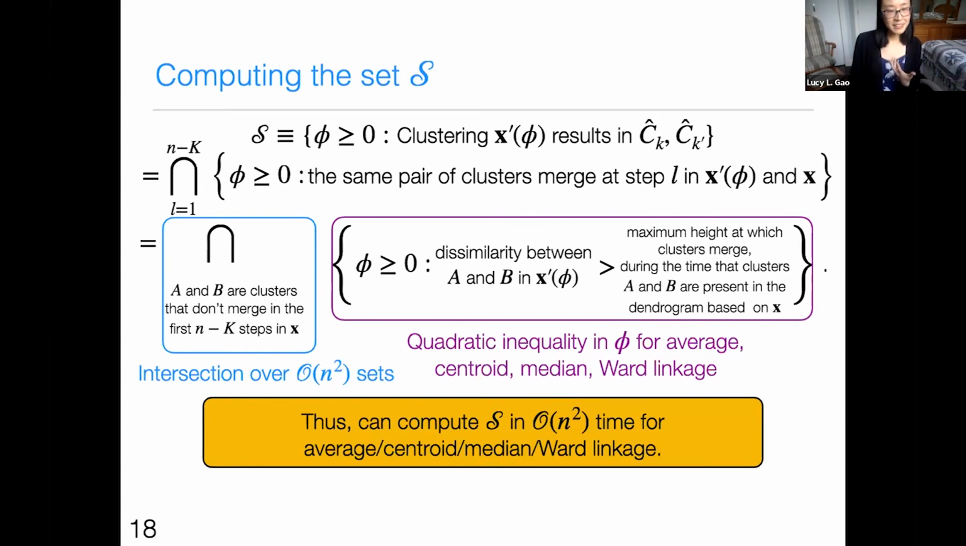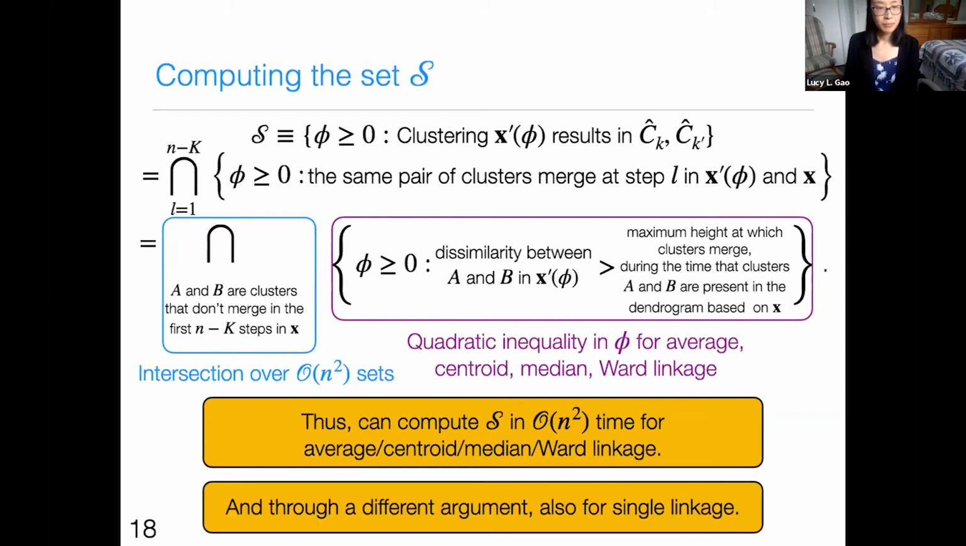So what are the implications of this? This means that for these linkages shown, we can actually calculate this set S in quadratic time. And the argument is a little bit different, but you can also show that you can calculate the set S for single linkage in quadratic time as well.